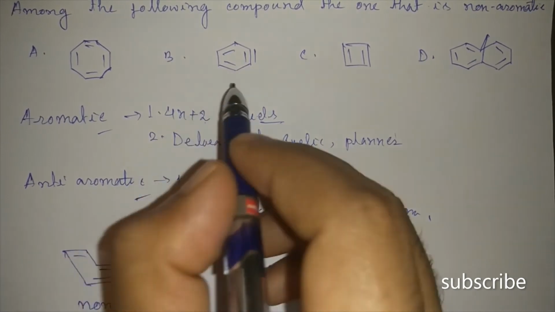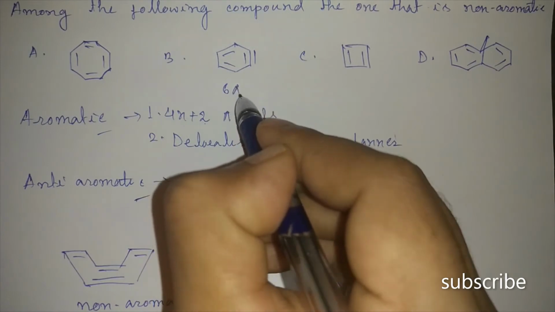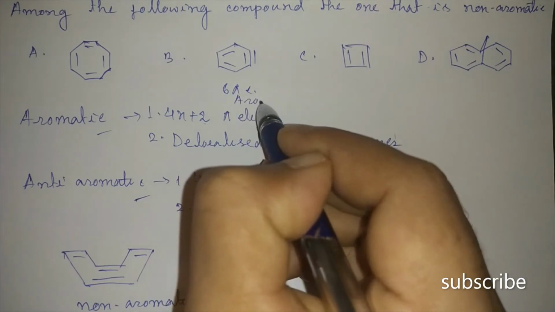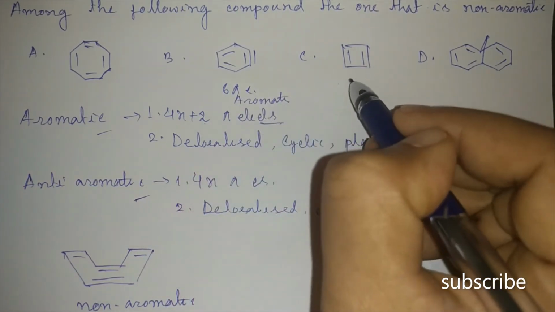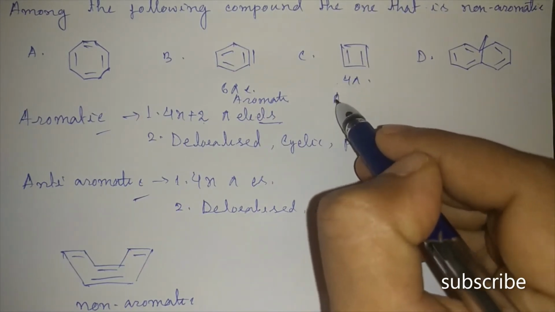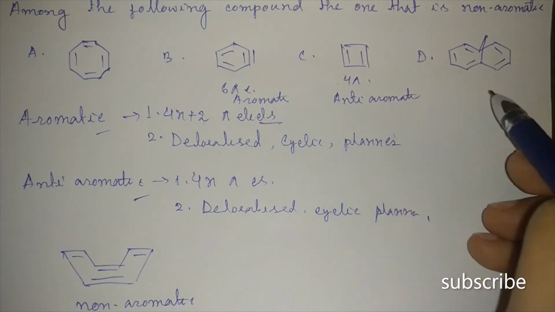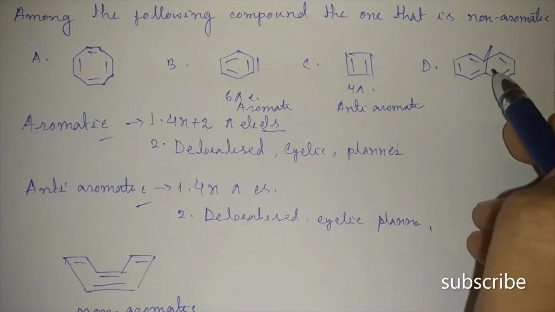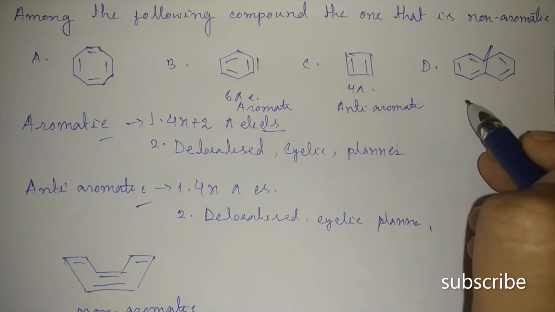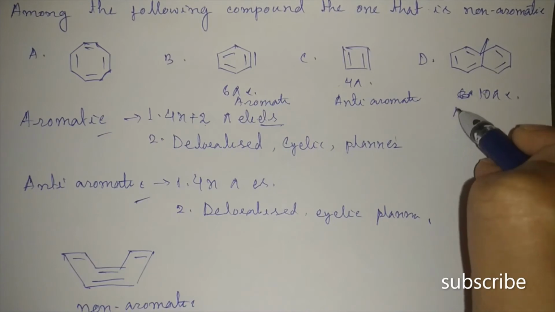Whereas this is benzene, with 6 pi electrons, and this is a cyclic planar conjugated system, so this is aromatic. This is a 4 pi electronic system and it is planar conjugated, and this is anti-aromatic. And in this compound, this is a cyclic planar conjugated system and it has 10 pi electrons, so this is also aromatic.